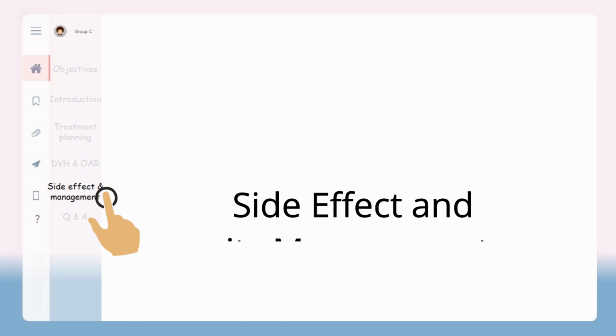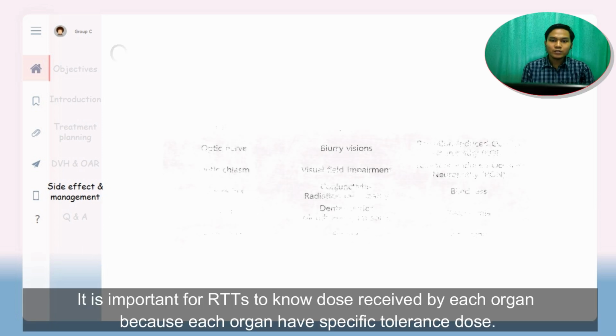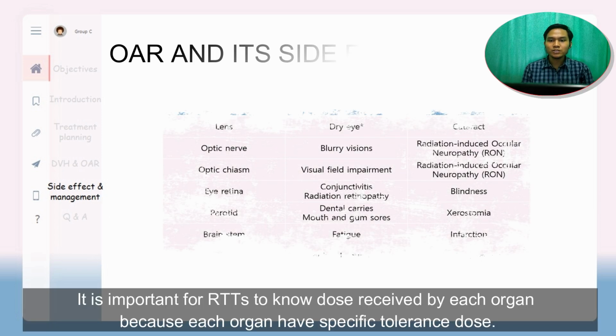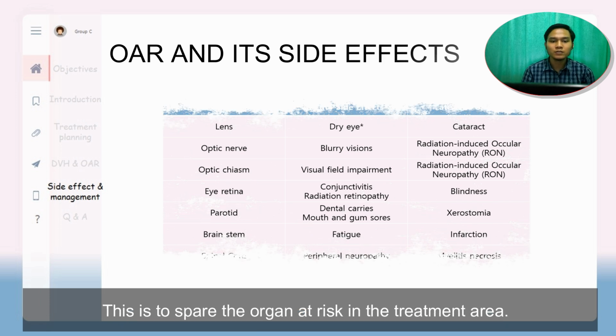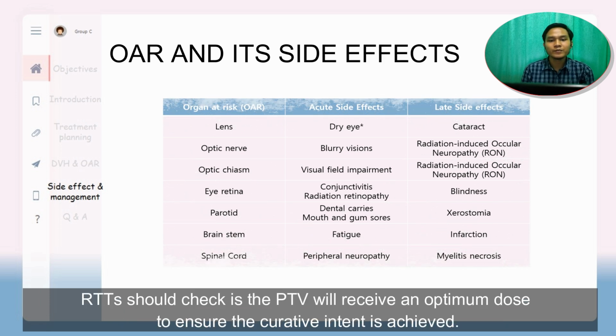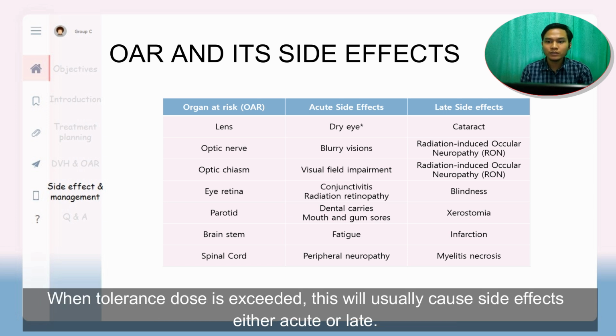Finally, let's proceed to side effects and their management. It is important for RTs to know the dose received by each organ because each organ has a specific tolerance dose. This is to spare the organs at risk in the treatment area. RTs should check if the PTV will receive an optimal dose to ensure the curative effect is achieved.